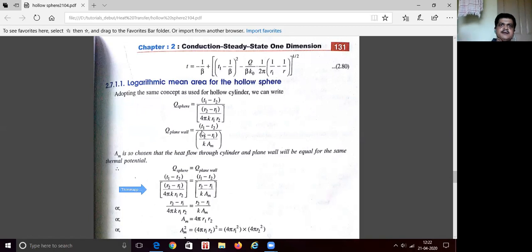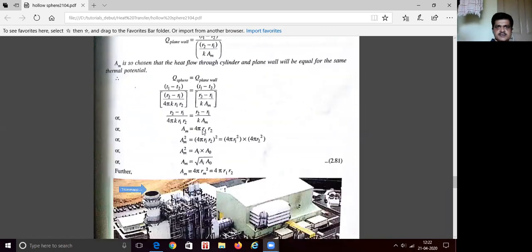By solving all these equations, we will get A m is equal to 4 pi R1 R2, or A m square is equal to, squaring this term, 4 pi R1 into 4 pi R2, that is 4 pi R1 square and 4 pi R2 square. And remember, 4 pi R1 square is the inside surface of the sphere, 4 pi R2 square is the outside surface of the sphere. That is why A m square is A into A naught.